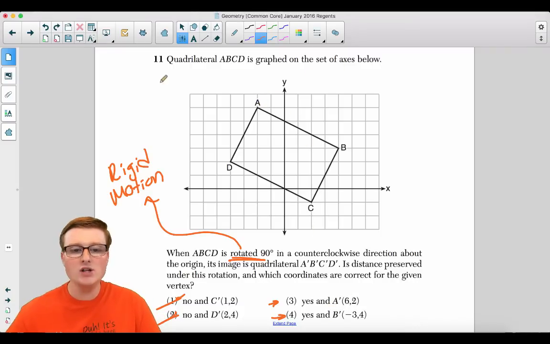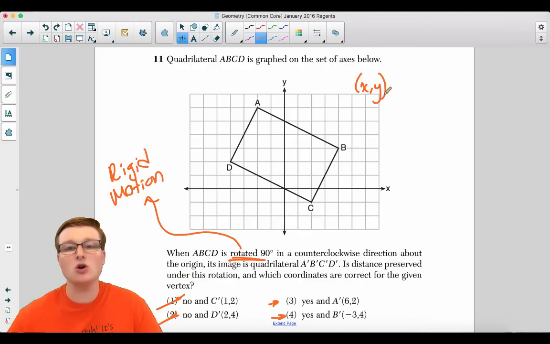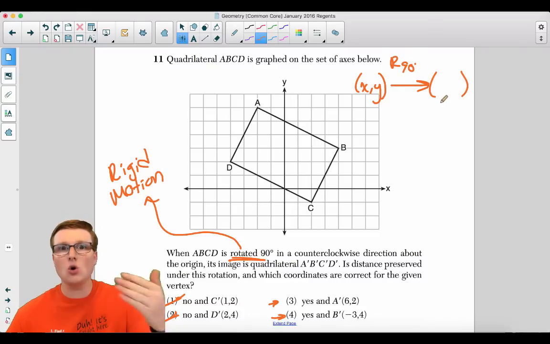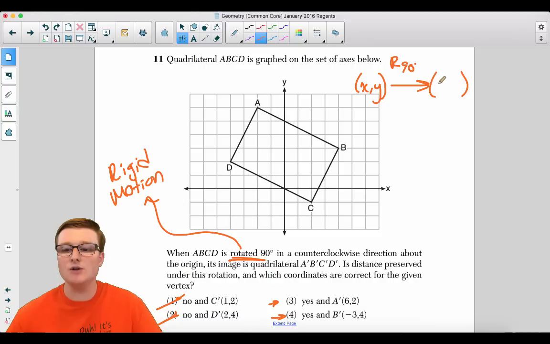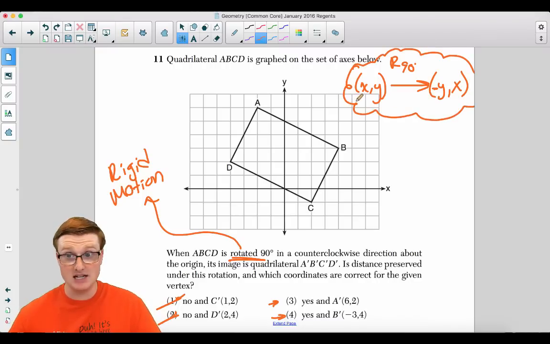So when you rotate 90 degrees, I want to make sure that we know this. If we have the coordinate (x, y) and we rotate 90 degrees, your new coordinate is going to be, you flip the coordinate and you change the sign of the first number. So this is the transformation rule for a rotation of 90 degrees.